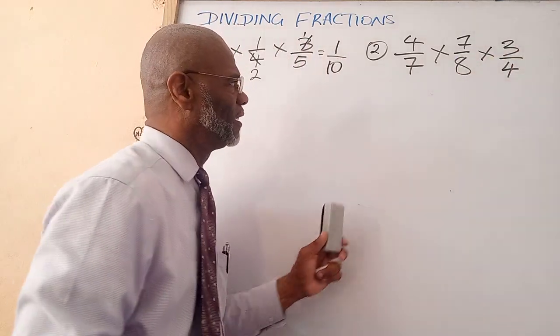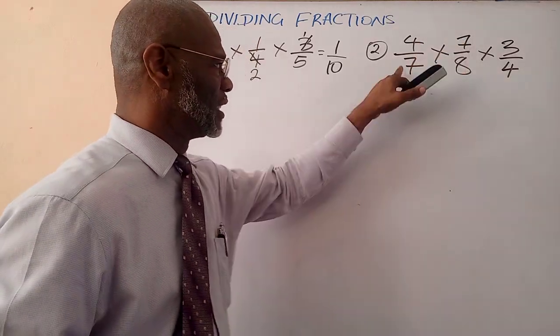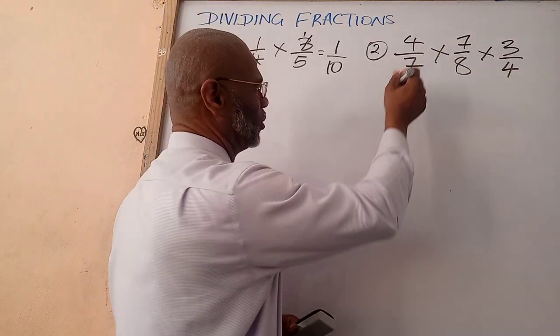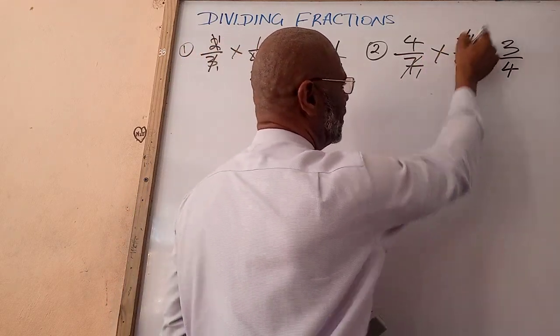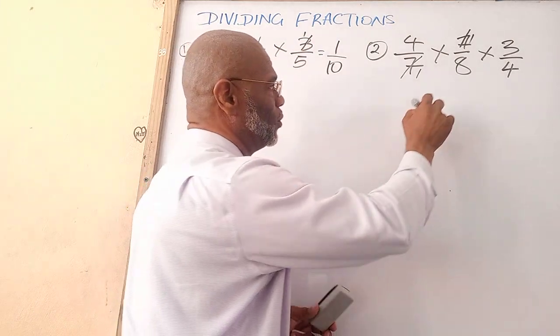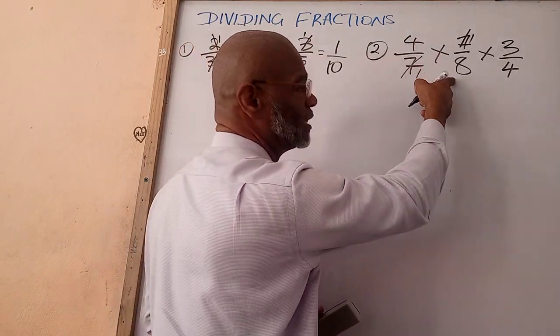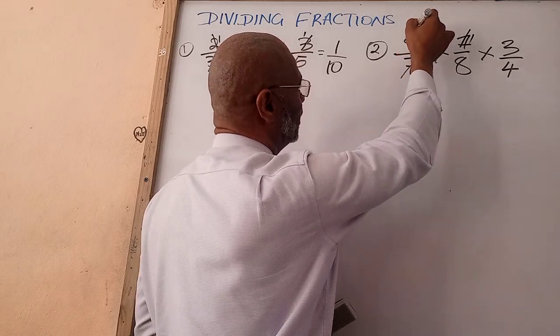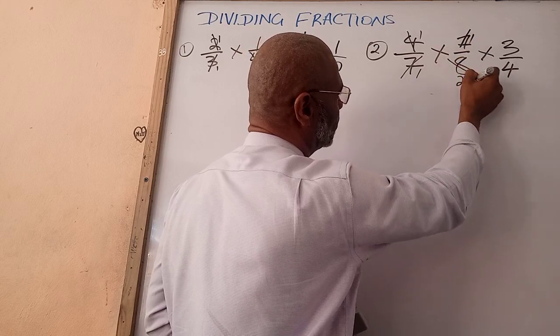Now let us see if we have anything common in the numerators and denominators. So the 7's are common. Alright, so the 7's cancel each other. 7 into 7 is 1, 7 into 7 is 1. Alright? Then we have 4 and 8, 4 can go into 8, right? So this is the factor, so 4 into 4 is 1, 4 into 8 is 2.